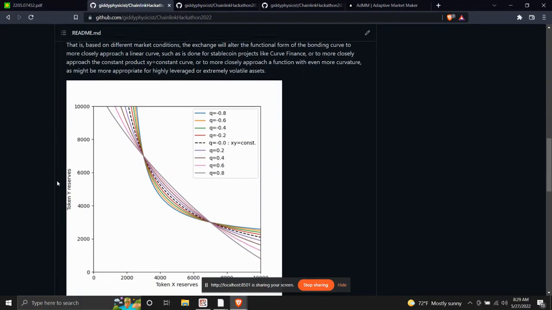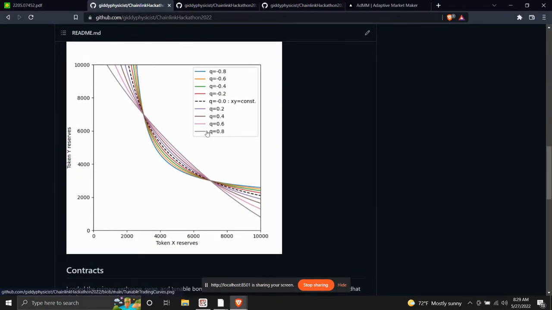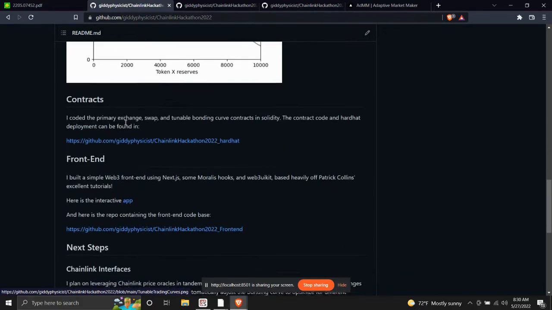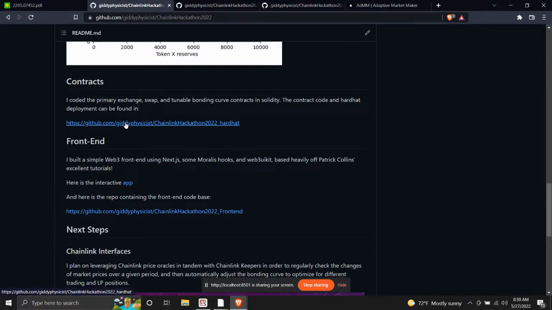This shows just a few different examples of changing that Q parameter and what it would look like. If you change Q at a certain point in time, you want the reserves to stay the same. So if the reserves were at this location and you start to tune Q, then it changes the slope, which changes the price. But then you can use that to adaptively change and approach the best solution, both for traders and liquidity providers.